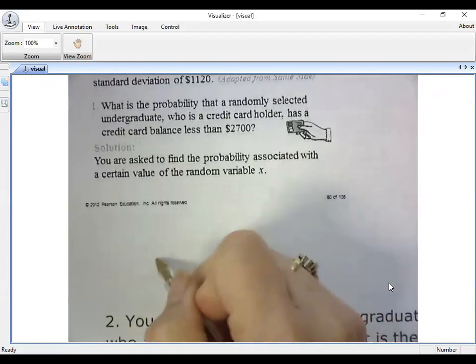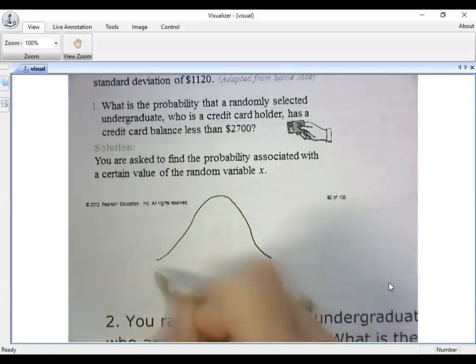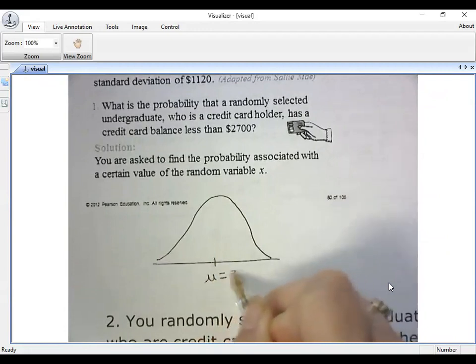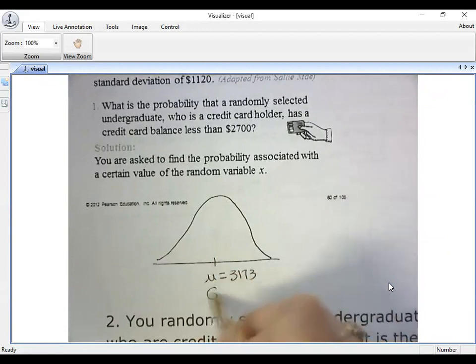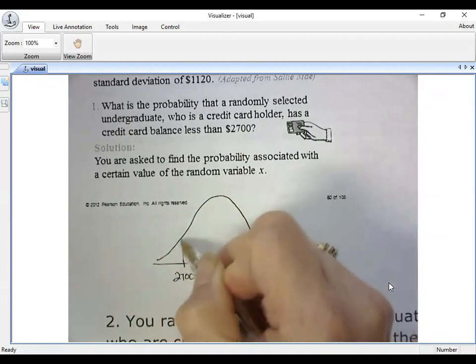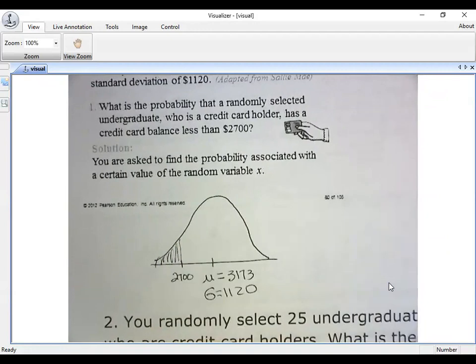So since it's normally distributed, I'm going to sketch my normal curve. What did it tell me the mean is? My standard deviation is 1120. And I want to know what's the probability that their balance is less than $2,700. Somewhere over here. Does that look like either converting to a z-score or doing a normal CDF problem to you?